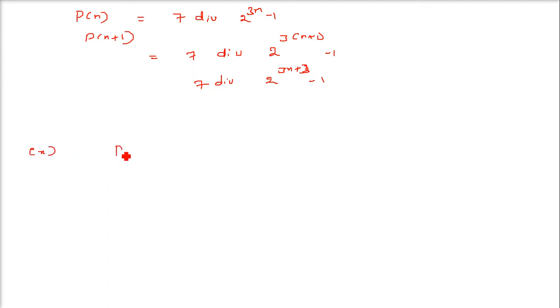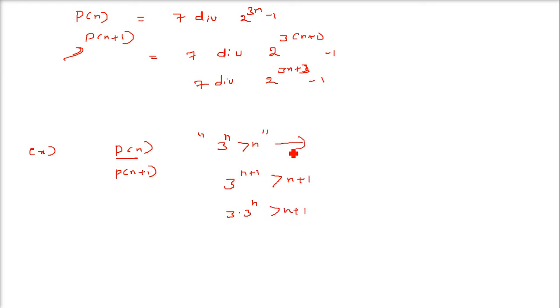Let Pn be the statement which says that 3 to the power n is greater than n. So we have to show that if this Pn is true, it is true for Pn plus 1 as well. How do we do this? So let us write this Pn plus 1 first. It would be 3 to the power n plus 1 greater than n plus 1. How to get this?